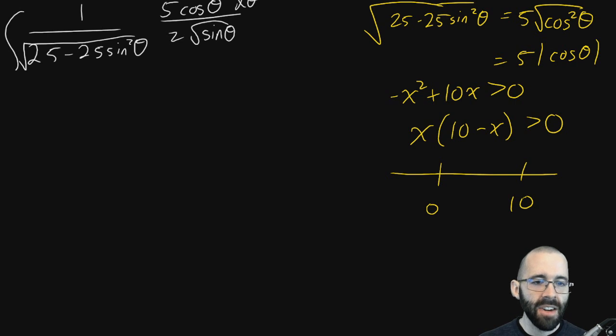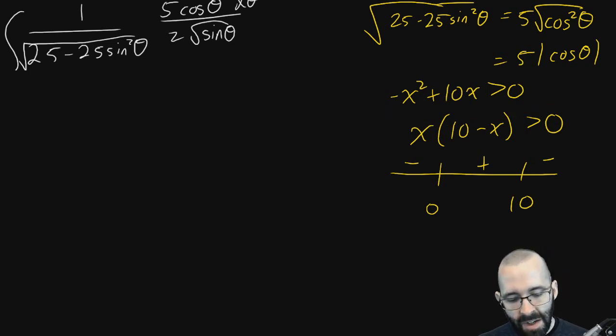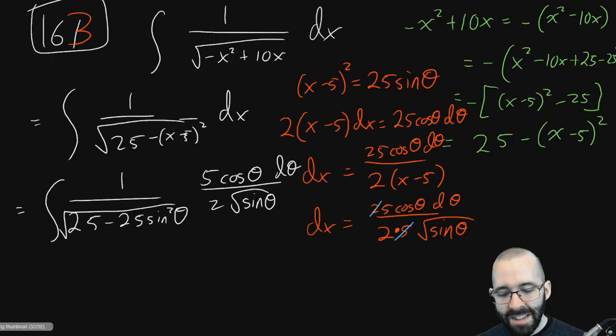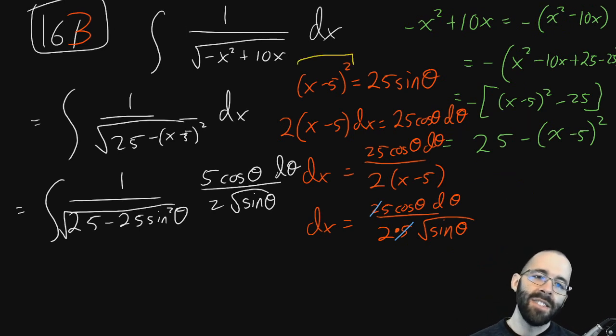If x is to the left of 0, if x is negative 1, we have a negative times a positive, it's a negative. If x is like 5, positive times a positive. And if x is 11, negative times 11. So we need this to be true. So we know that x is between 0 and 10 exclusive. So if x is between 0 and 10, what does that tell us about sine? If x is 0, this is 25. If x is 10, it's also 25. So the max it can be is 25.